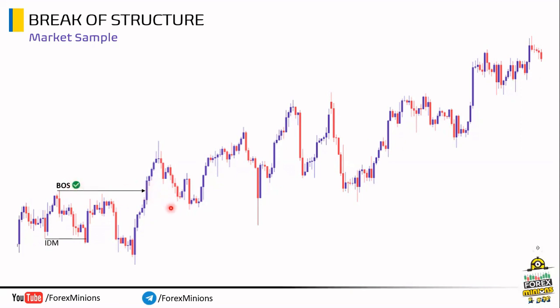Now, note this break of structure. Is it valid or not? Well, we will check with the rules. First, we will check the inducement rule. Note here, this swing has no inducement and price moved up without inducement. So, our first rule failed here. So, this is not a valid break of structure.